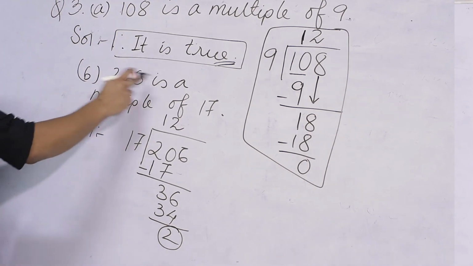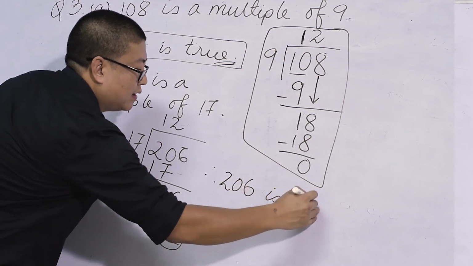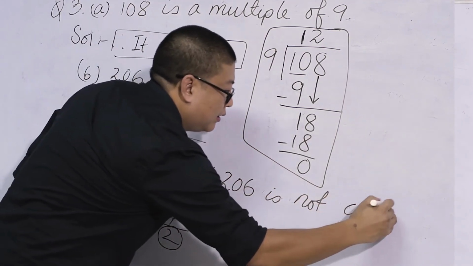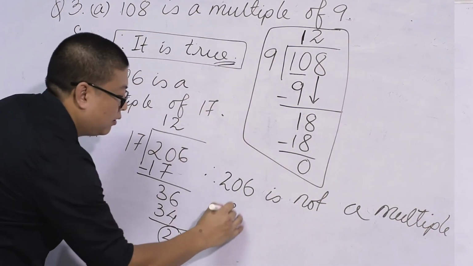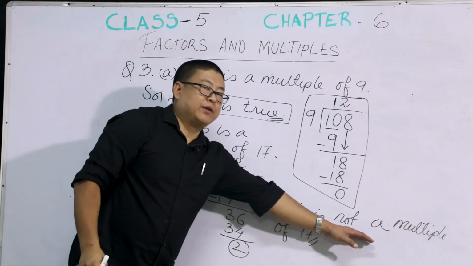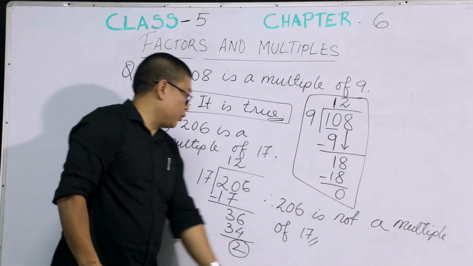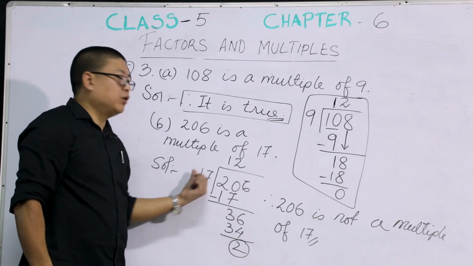That means, therefore, 206 is not a multiple of 17. We have arrived at this conclusion because we're getting a remainder here. That means this 206 is not divisible by 17.